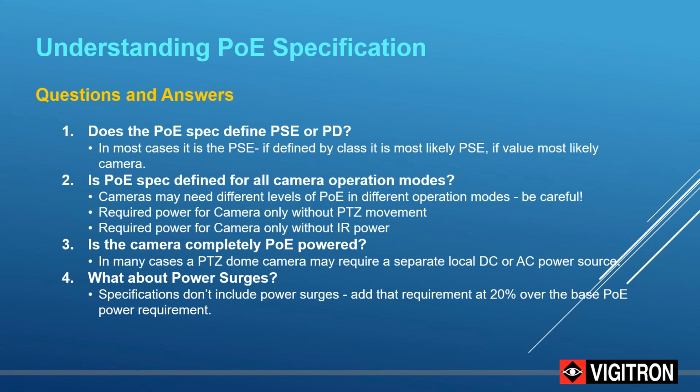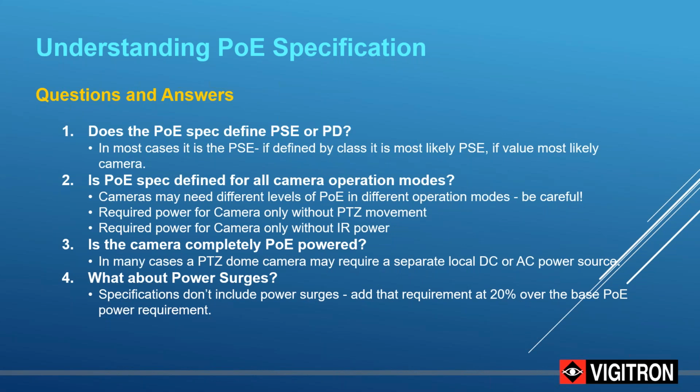Is the PSE spec defined for all camera operation modes? Cameras have many different levels of PoE in different operation modes. LED on, LED off, PTZ, etc. Does it specify the power for the camera only or the camera and the PTZ? Does it specify the power for the camera only or the camera with the IR power on or off? Does it specify it if it has a heater and blower? Is the camera completely PoE powered?